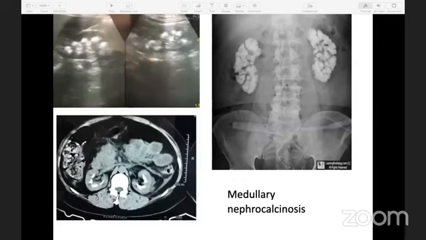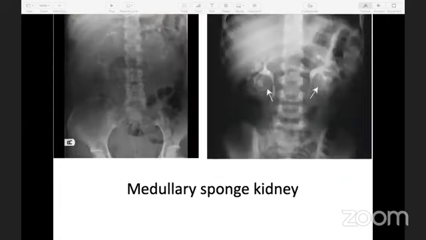Here are a few pictures showing medullary nephrocalcinosis, which may result from hyperparathyroidism, renal tubular acidosis, medullary sponge kidney, and hypercalcemia from any cause. X-ray KUB and IV films showing early stages of medullary nephrocalcinosis due to medullary sponge kidney.